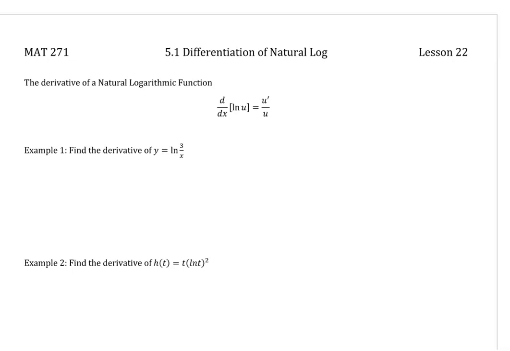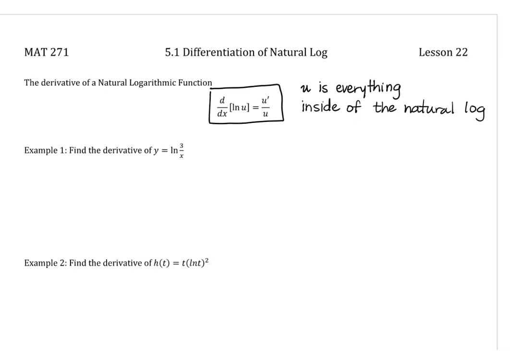So let's get started. Here we have the rule that tells us how to take the derivative of a natural log function, and it is important to note that u is everything that is on the inside of the natural log. Now, this u is not to be confused with the u that we use in u substitution. This u is specific to us finding the derivative of a natural log function.